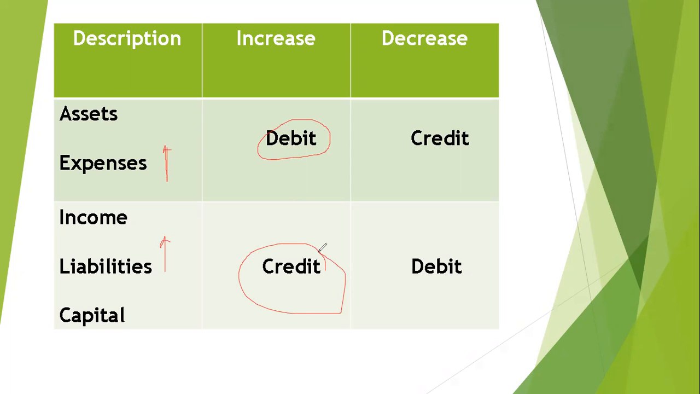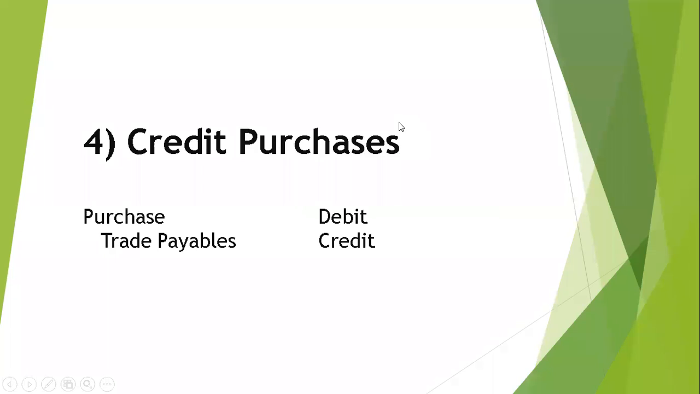We have already learned that the purchase account is an expense, so we are going to debit purchase. At the same time, we are going to credit the liabilities account, that means trade payables. So in that fourth example, we debit purchase and credit trade payables.